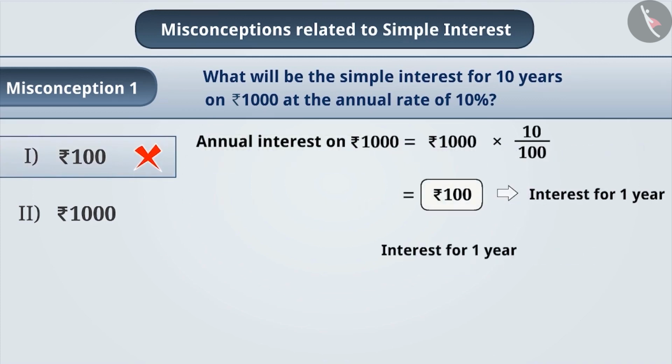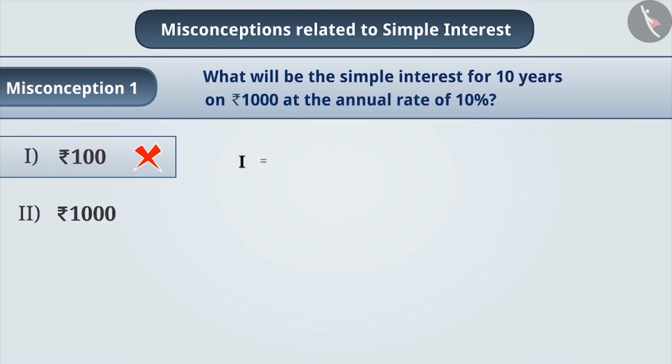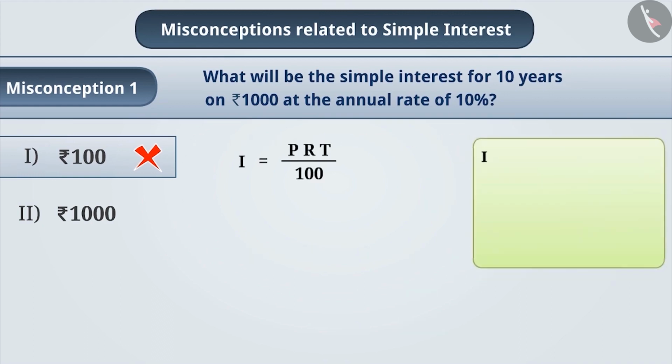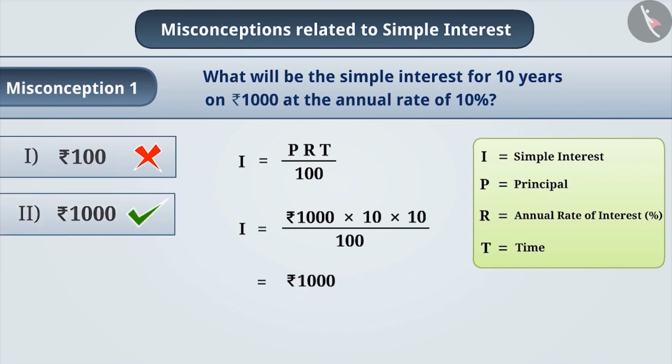To find the correct answer, we have to multiply interest for 1 year with total time to get total simple interest. Since simple interest for 1 year is rupees 100, then interest for 10 years is equal to 100 into 10, that is rupees 1000. If we solve this example using formula, then these mistakes can be avoided. Formula for simple interest is I is equal to PRT by 100. Here I is equal to simple interest, P principal, R annual rate of interest, and T time. Therefore, I is equal to 1000 into 10 by 100, which is equal to 1000. Thus, option 2 is the correct answer.